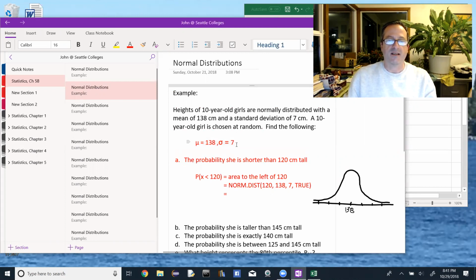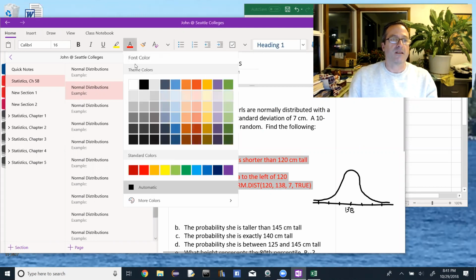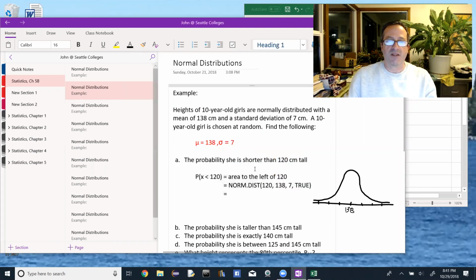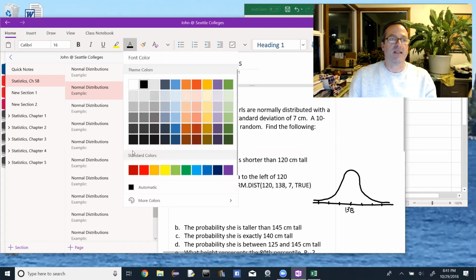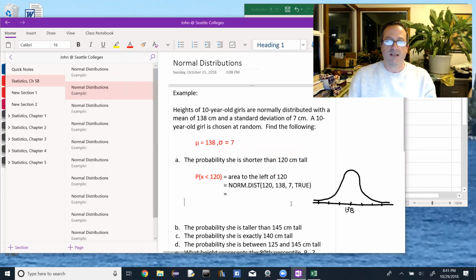So write that down, and then the first part we're trying to find is the probability she is shorter than 120 centimeters. So the probability that she is shorter than 120 centimeters, that's the probability that x is less than 120. And that would be represented by the area to the left of 120 in the picture.